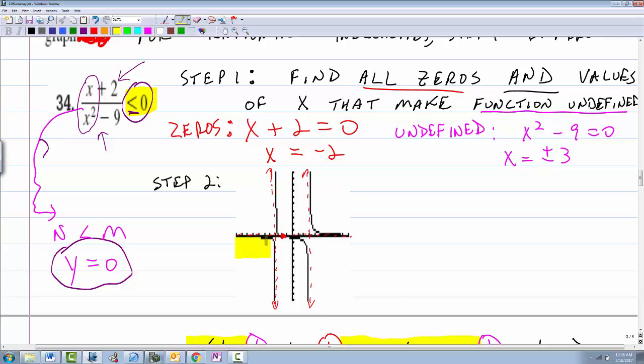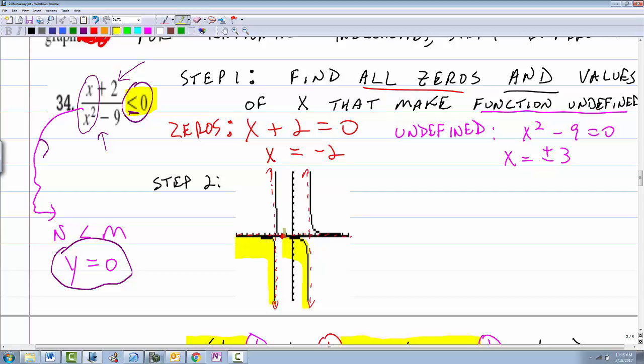Below, which is this. And I don't care about that. Now, I said less than or equal to 0. So the answer is negative infinity all the way to negative 3. What do I put on negative 3? Parenthesis. It makes it undefined.